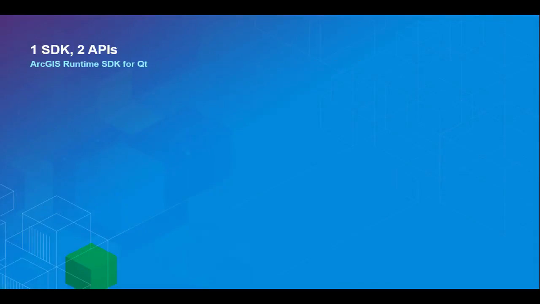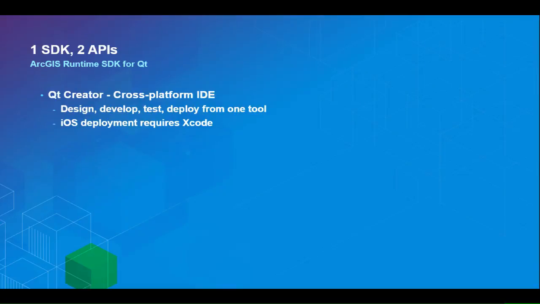So Qt. What we deliver is one SDK with the two APIs, the C++ API and the QML API, and you have your choice to choose either. They don't really work with each other, but they're two separate APIs.